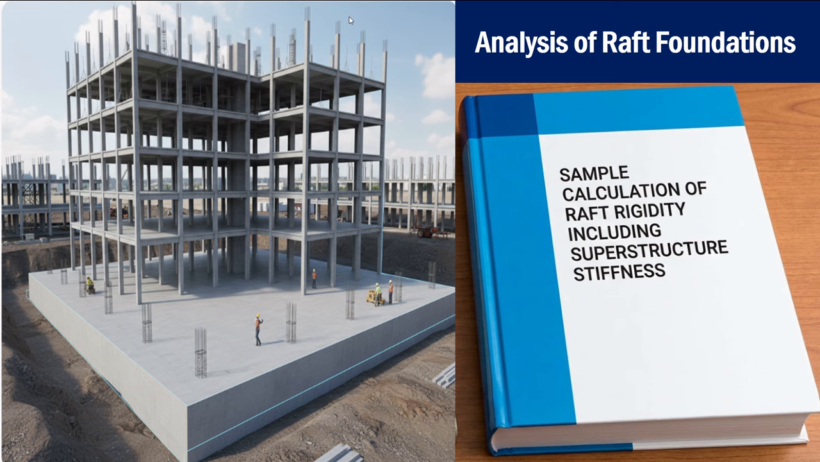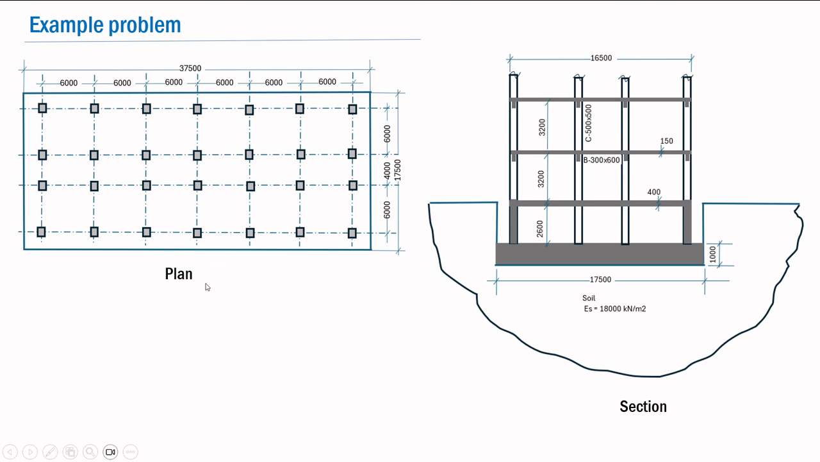So let us start. Here is shown the foundation plan as well as a typical section through the building. As is clear from the plan, the overall length of the raft is 37.5 meters, whereas its width is 17.5 meters. The raft is essentially provided for an open frame structure that consists of a cellar floor plus 20 stories above it. The thickness of the raft is 1 meter.